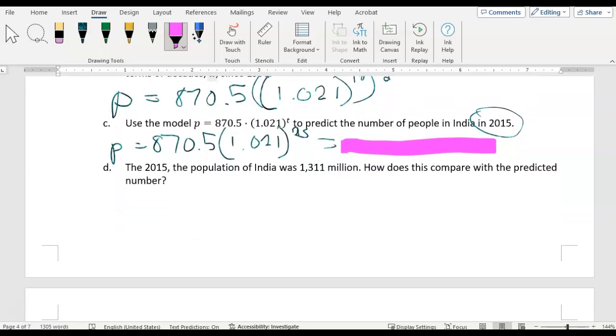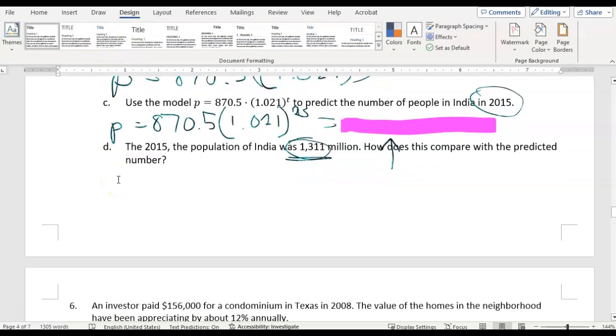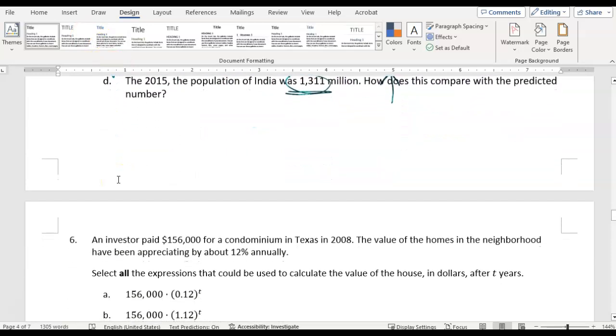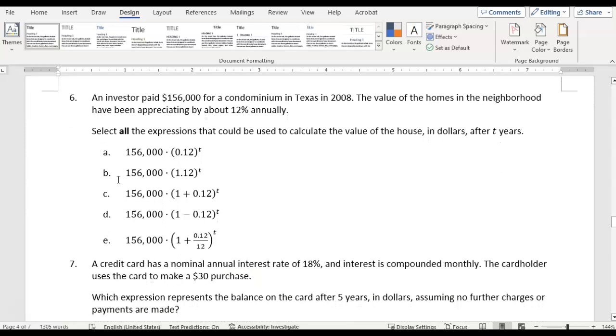In 2015, the population of India, that's awkwardly worded, was 1,311 million. How does this compare with the predicted number? So you want to compare this with what you got up here. Is that accurate or not? So a yes or no, or it is close to it, or it's a little bit different, which would make sense, right? Because we're in the real world versus what we're looking at is an exponential function.